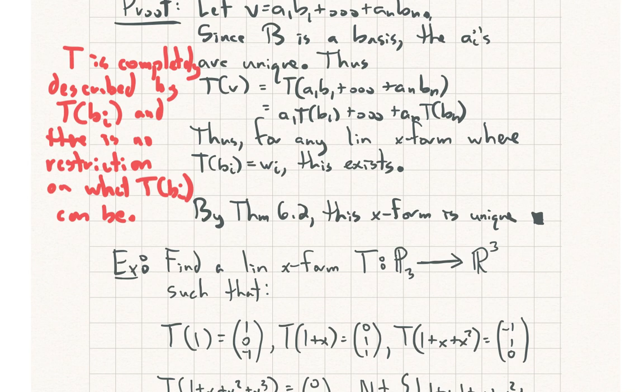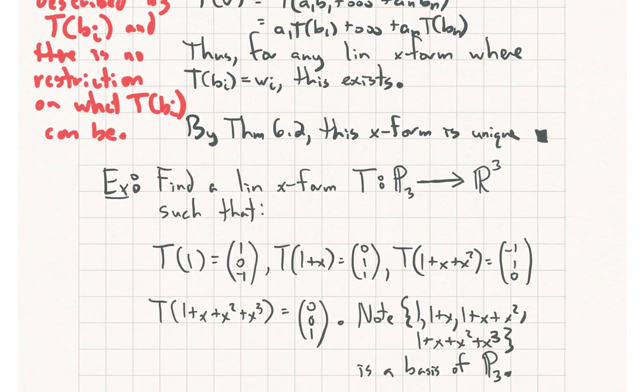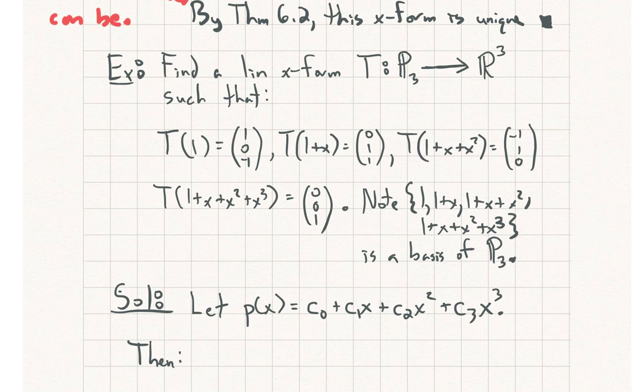The last thing we'll do is look at an example that goes from the vector space of polynomials of degree 3 or less to three-dimensional vectors. We know the following things about this transformation. You can check if you like, but I will tell you that these vectors are a basis: 1, 1 plus x, 1 plus x squared, and 1 plus x squared plus x cubed. They are indeed a basis for polynomials of degree 3 or less, P3.